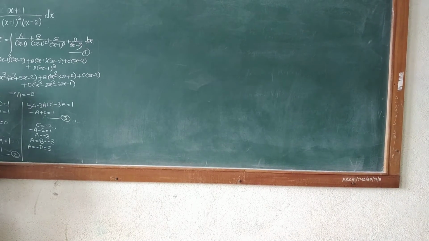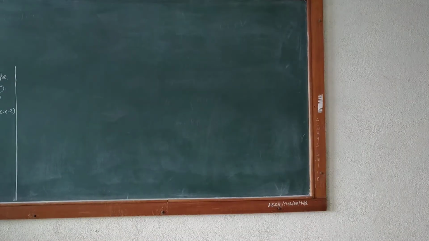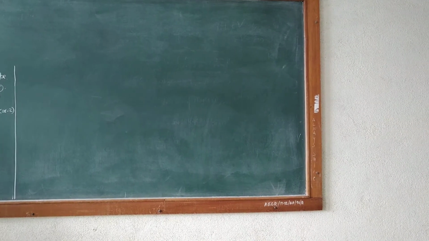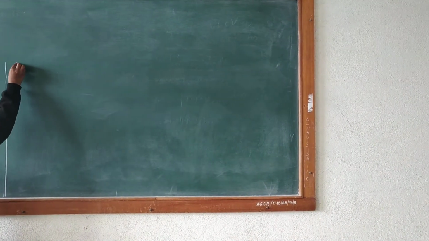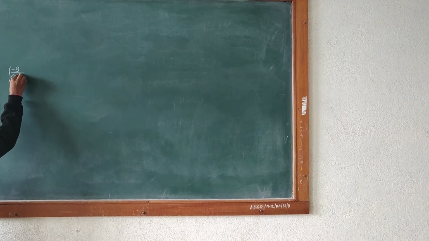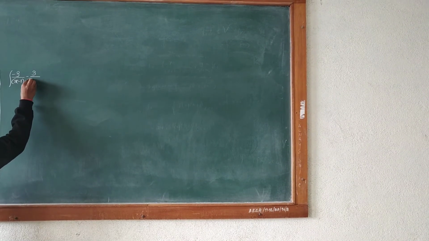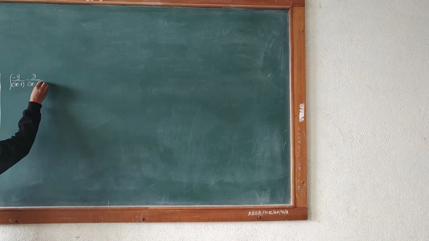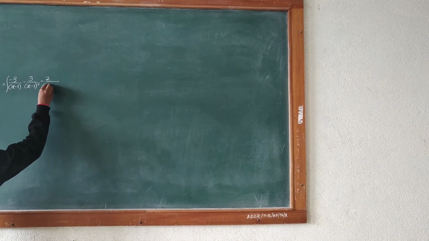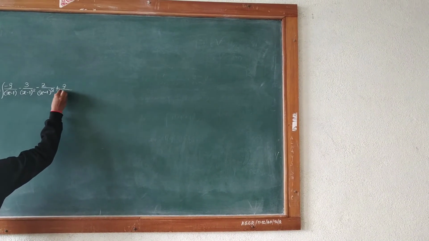From the values of a, b, c and d, equation 1 becomes integration of minus 3 upon x minus 1, minus 3 upon (x minus 1) square, minus 2 upon (x minus 1) cube, plus 3 upon x minus 2 dx.